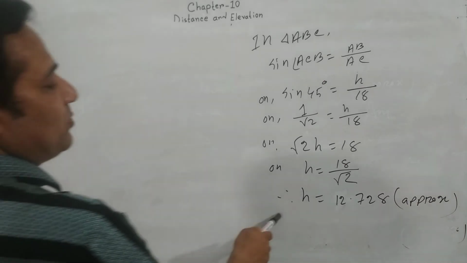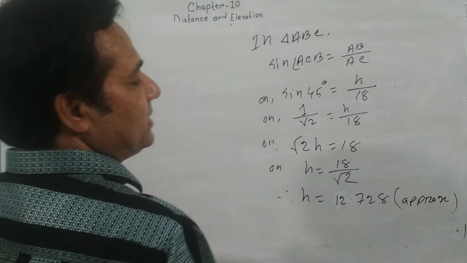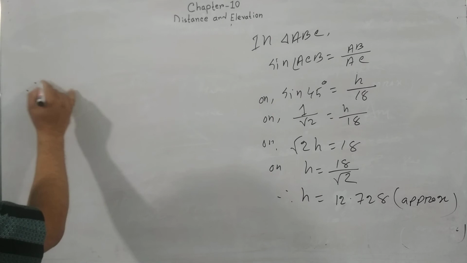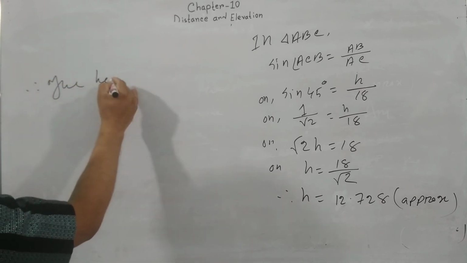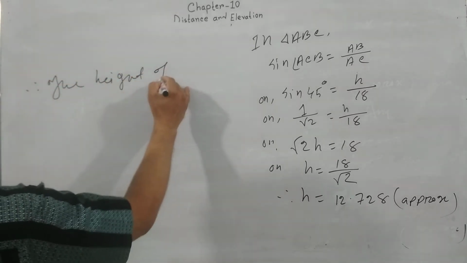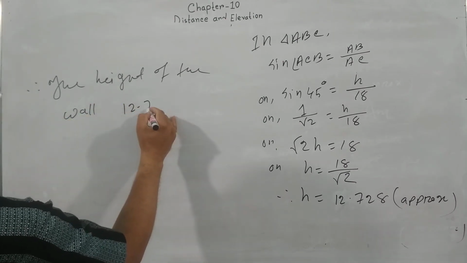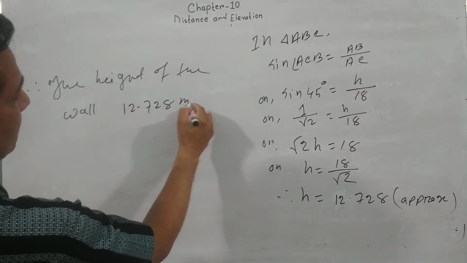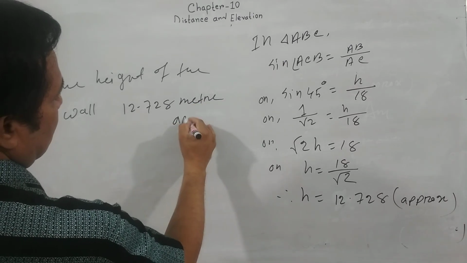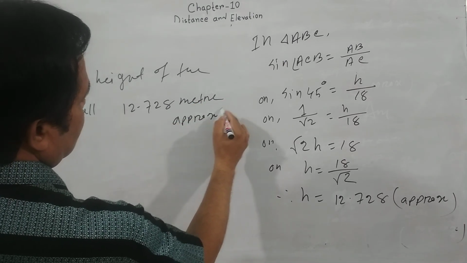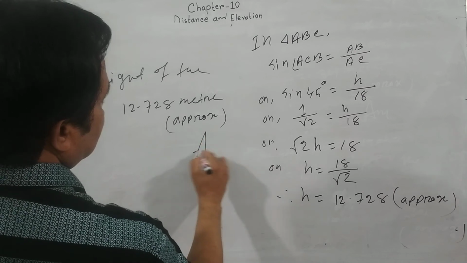Here the height of the wall is 12.728 meters. Therefore, the height of the wall is 12.728 meters. This is the result.